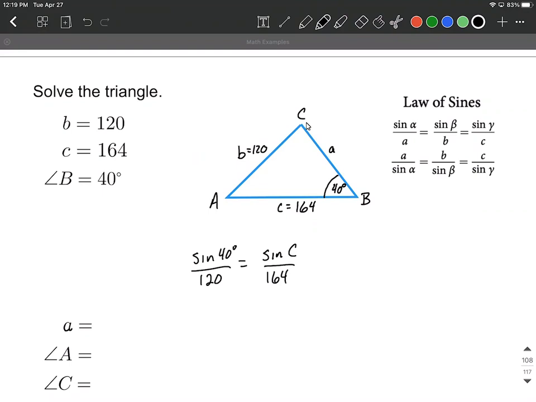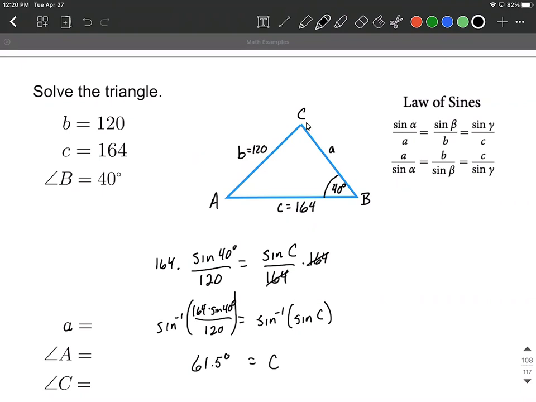All right, in solving this, we're going to multiply both sides by 164. These will cancel out, so we'll have sine of C on the right-hand side, and we're going to apply a sine inverse to both sides. This is where things get a little bit difficult. So we do the sine inverse on both sides, so that'll be 164 multiplied by sine of 40 degrees on the numerator over 120. As we do the sine inverse, we have to be a little bit careful. This works out to be 61.459. I'm going to round this to 61.5 degrees.